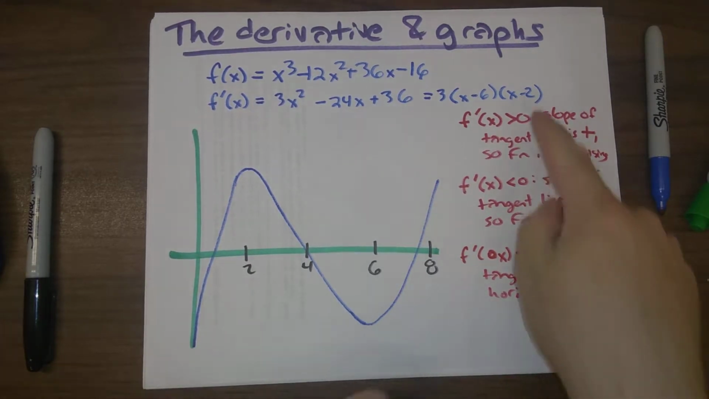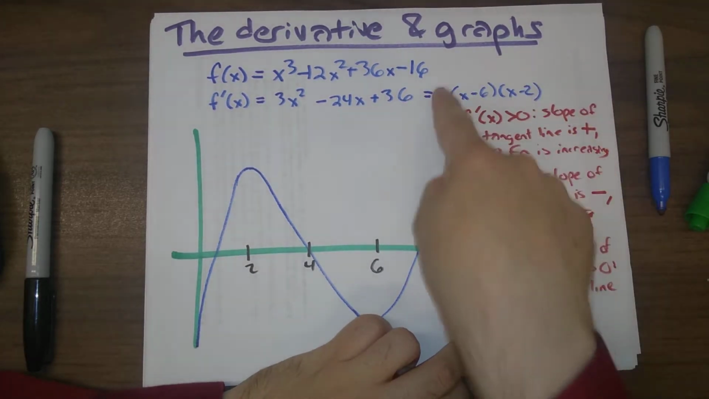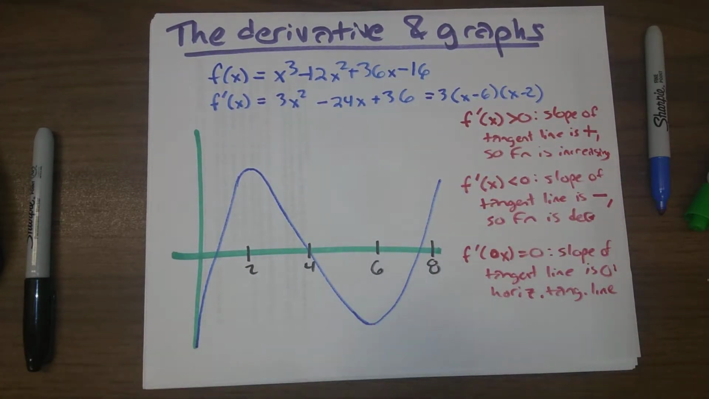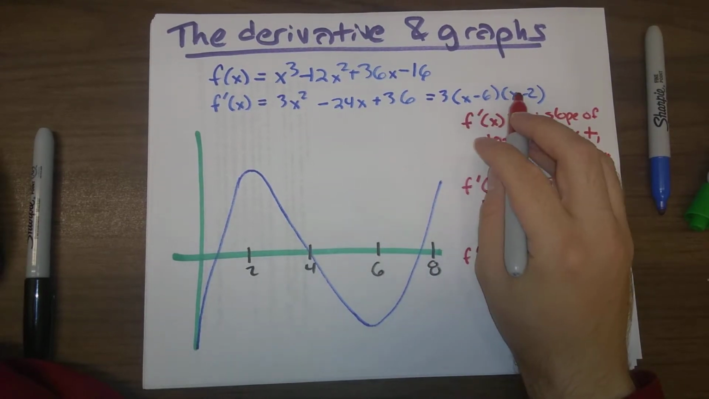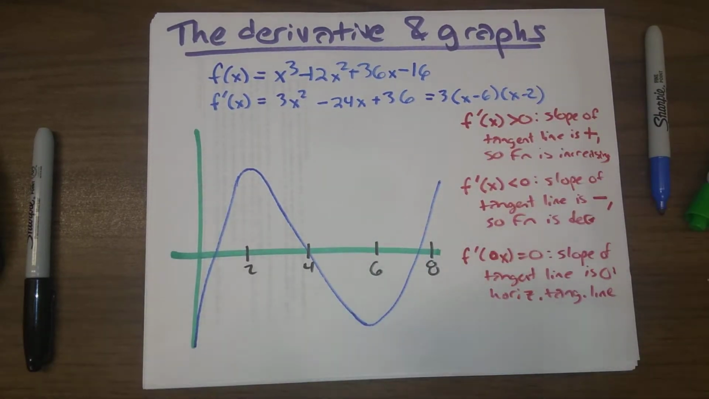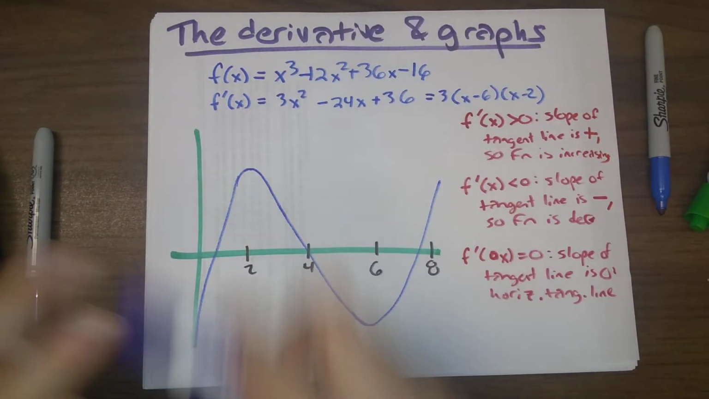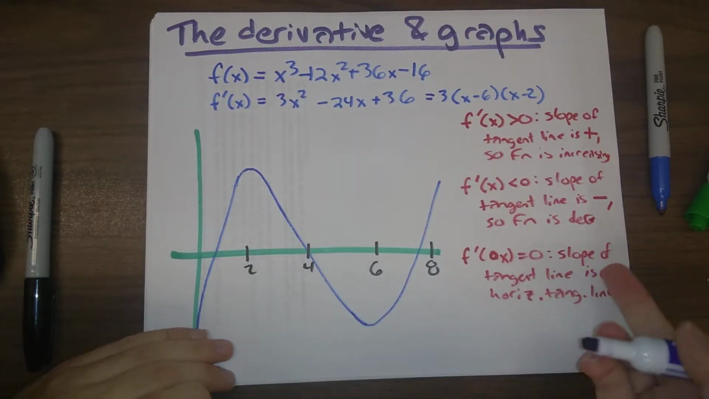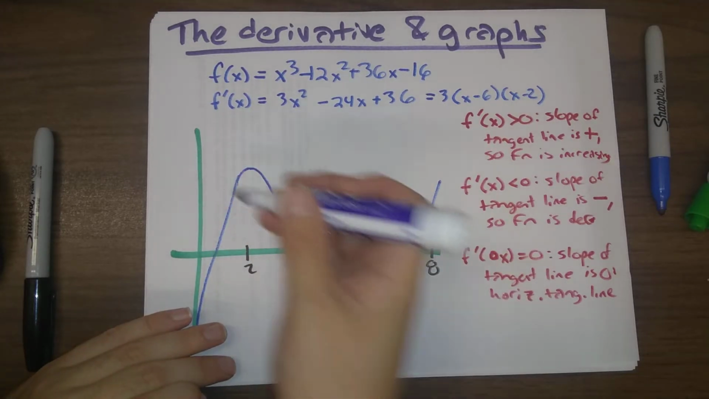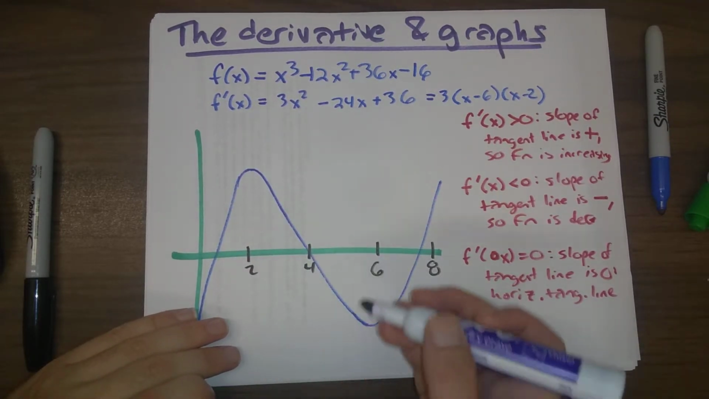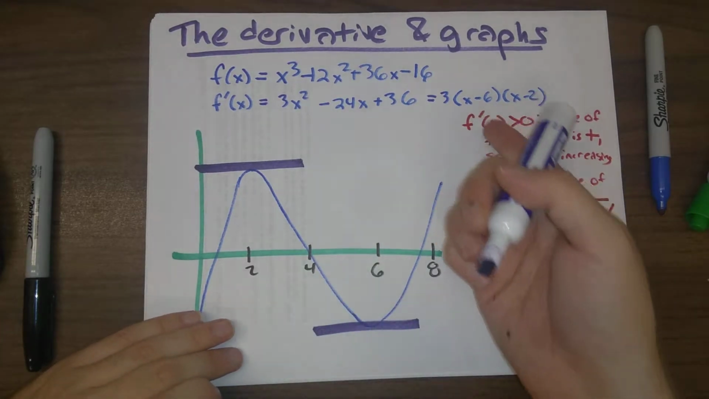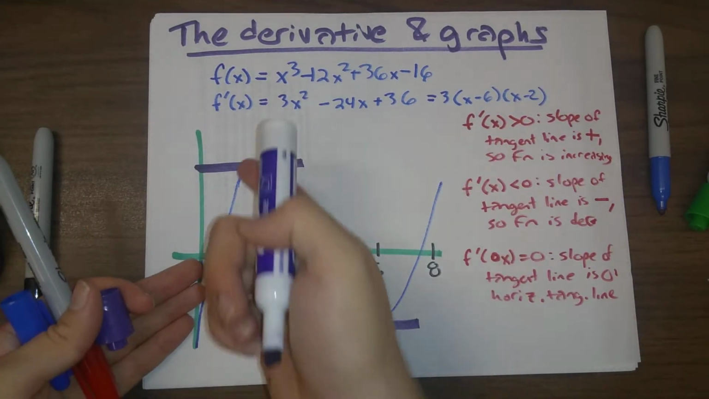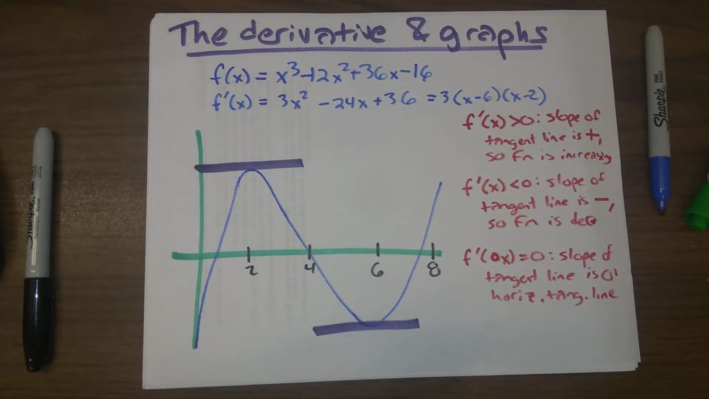So let's take a look. What information do we have here about the derivative? Well, we see the derivative here is 0 when x is 6 or when x is 2. Derivative of 0, that's when the slope of the tangent line is 0. That's when we have a horizontal tangent line there and there, which is exactly corresponding to x equal to 2 and x equal to 6. Exactly as we'd expect.